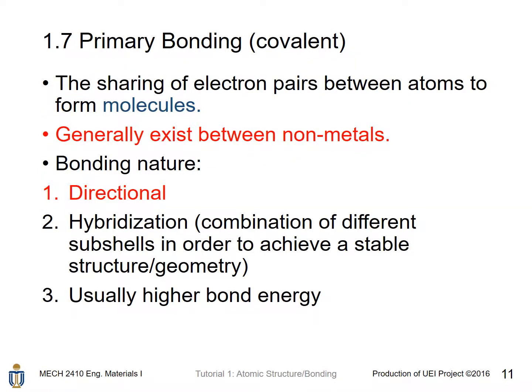Covalent bond is a sharing of electron pairs between atoms to form molecules, which generally exists between nonmetals. Its bonding nature is directional, and there may be hybridization of electron orbitals, which is a combination of different subshells in order to achieve stable structures and geometries. The bonding energies are usually higher.